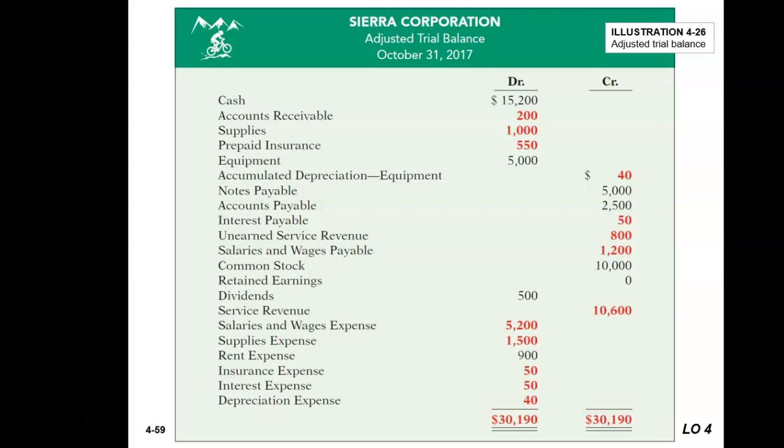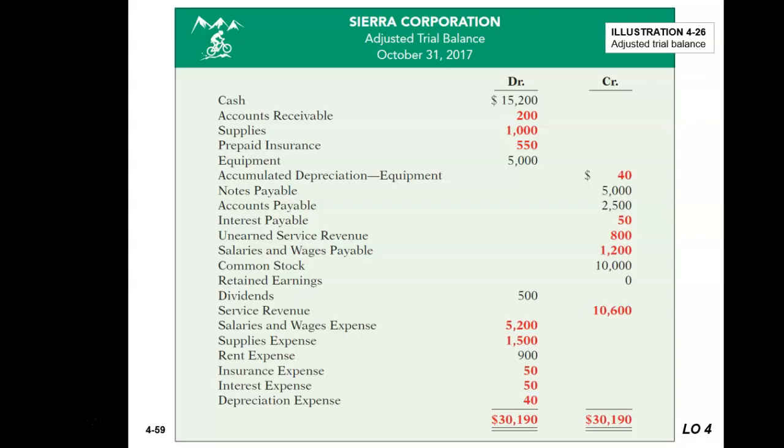Okay, so we have now covered the different types of adjusting entries that have to be made at the end of the accounting period. We have posted those adjustments to the appropriate ledger accounts, and now we prepare the adjusted trial balance. This is prepared to prove the equality of our debit and credit balances after we have made the required adjustments at the end of the accounting period.